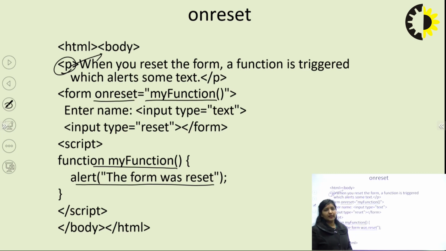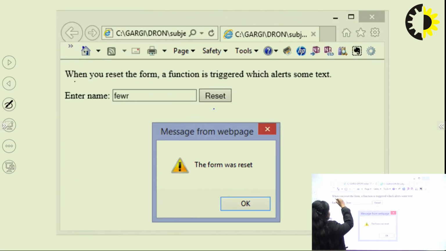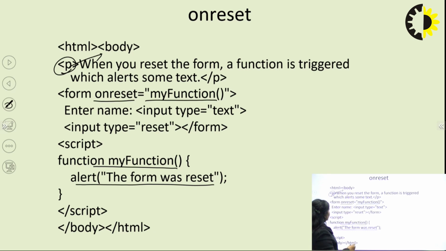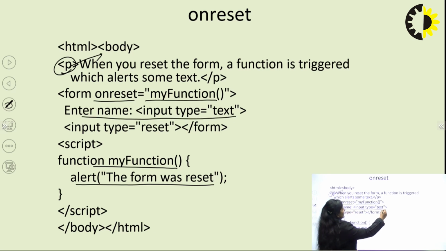So, on the body tag, when you reset, the form function is triggered. So, it will be displayed. This is the message which was in the p tag. After this, enter name. Let us see where it was. Enter name was in the input type text. So, that means a text box will be visible.